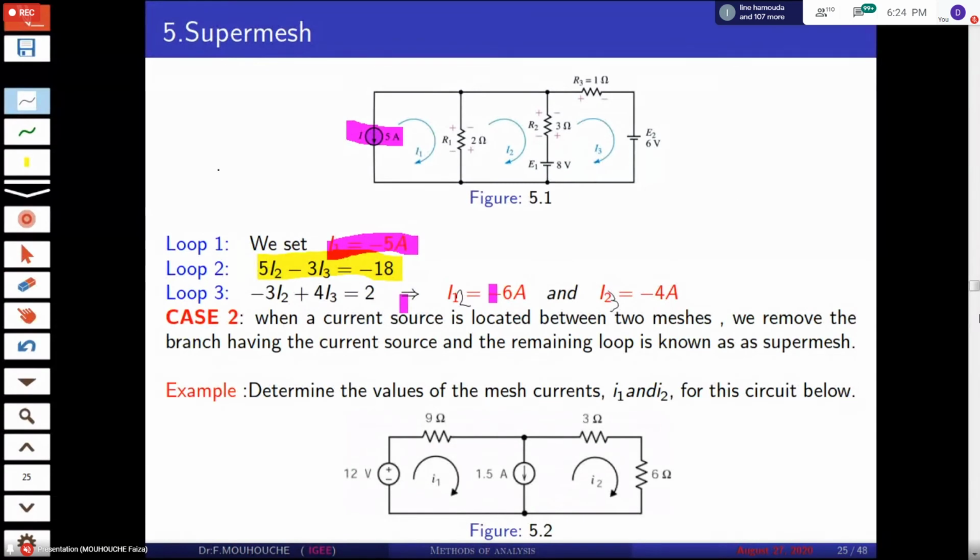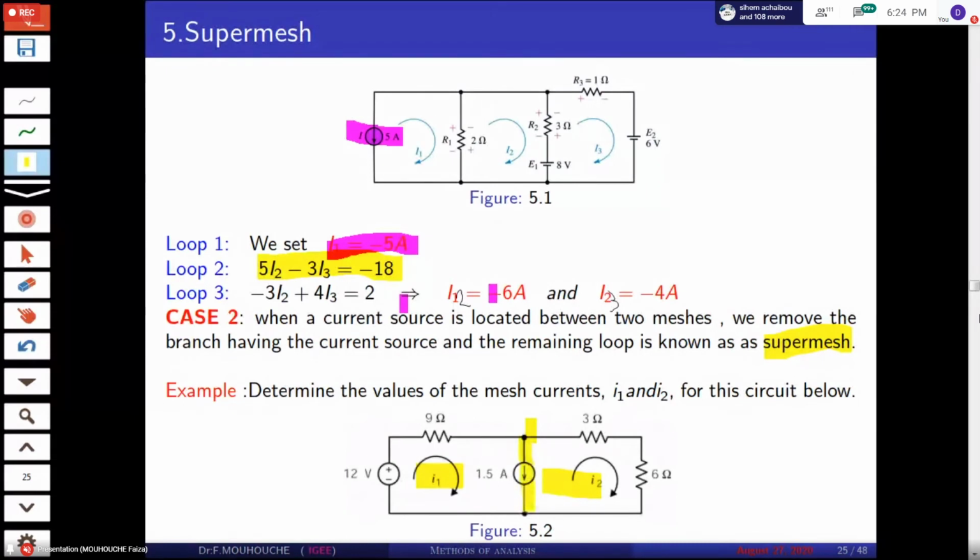But when the current source is located between two meshes, this is the second case. When a current source is located between two meshes, we remove the branch having the current source, and the remaining loop is known as a super mesh. So for example, in this example here, we have two loops, one loop and a second loop. Here is the node, and here the branch.